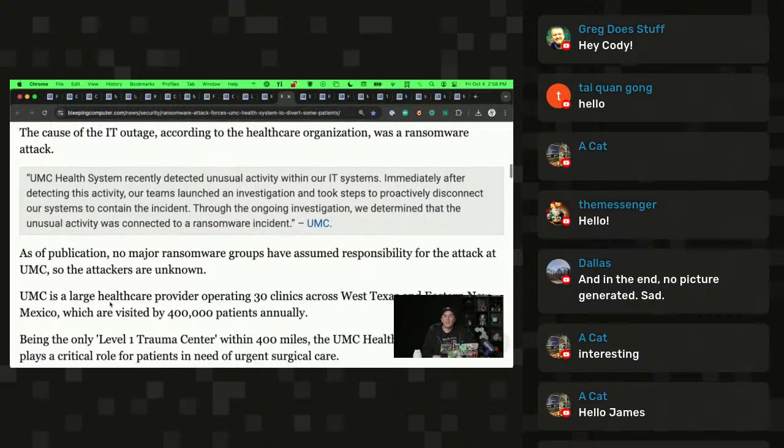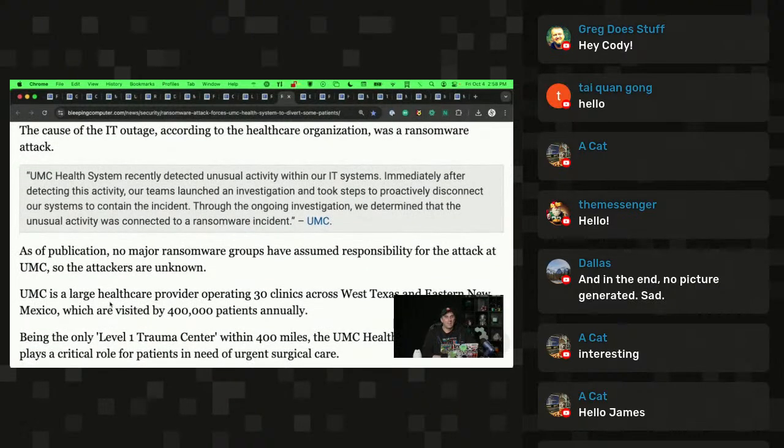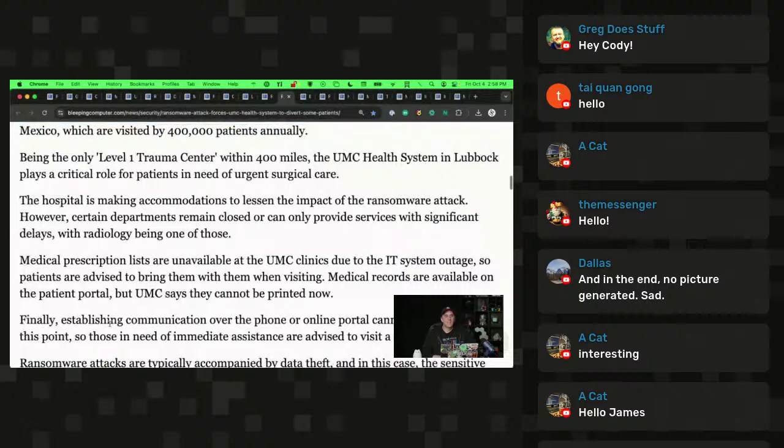So as of right now, no ransomware group is claiming responsibility. So it's unknown exactly who did it, but this is the only level 1 trauma center within 400 miles in the Lubbock, Texas area. So obviously this is a very critical facility. Having it go offline or have difficulty accessing medical information is going to cause huge problems there. So stay tuned for more information on this story.